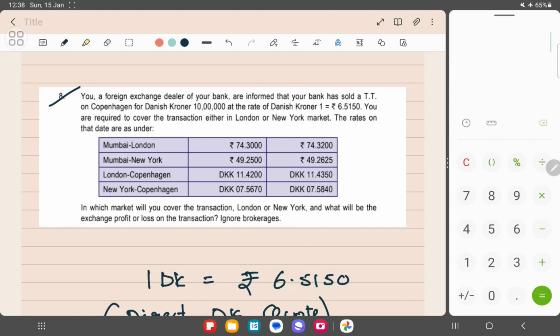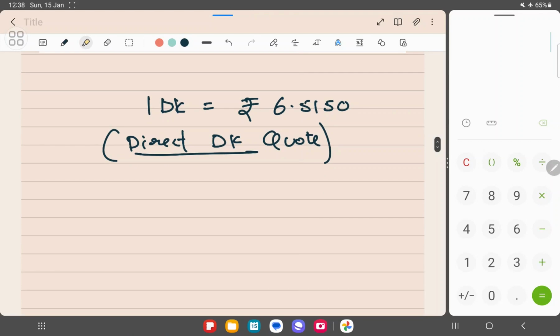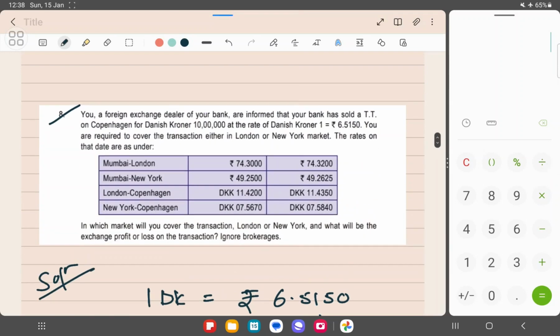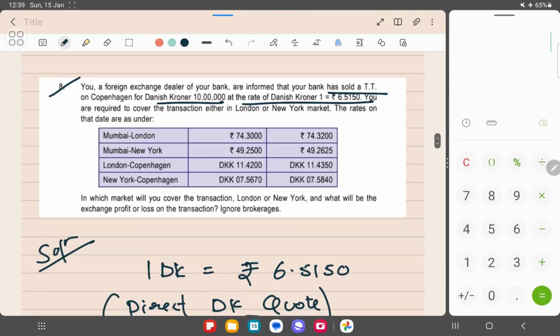Okay, now what do you mean by covering a transaction? We've already discussed this above. This is your start of the solution. Cover is to protect, to hedge the transaction. Okay, so what is your original contract? See, you are a banker basically, and you have sold a TT on Copenhagen for DK 10 lakh at the rate of 1 DK is equal to 6.515. Okay, so I have sold DK.